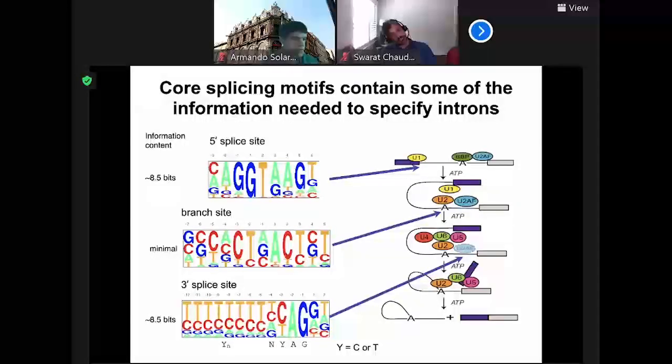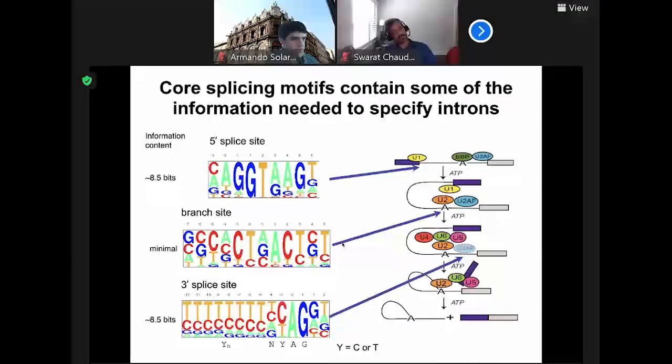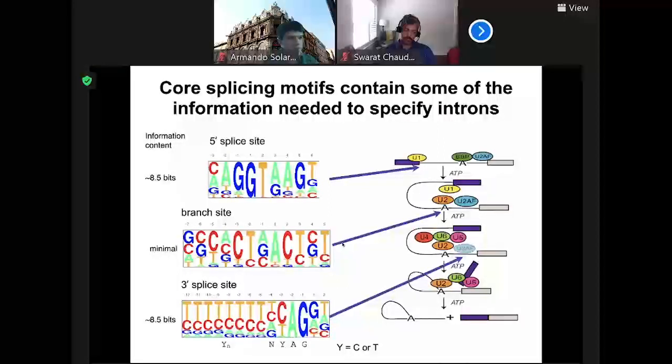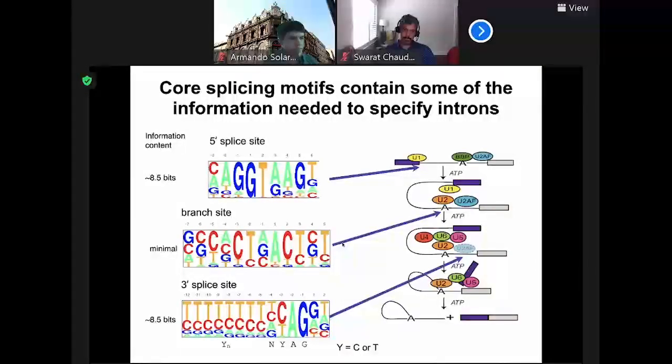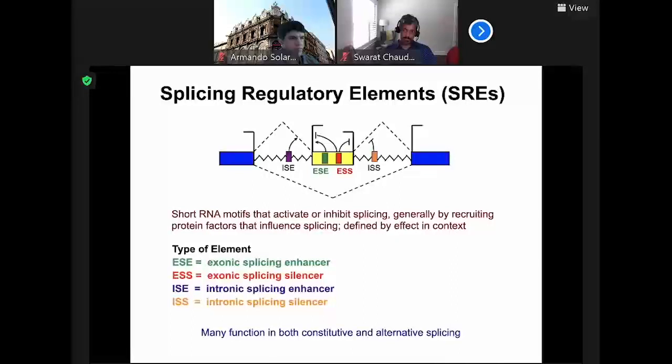And then there's this branch point motif, but as you can see, it's quite degenerate. It doesn't contain a lot of information. But these motifs, at least in human splicing, are clearly not sufficient to specify the boundaries of introns. If you make models of these and try to simulate splicing with these alone, it doesn't work well at all. So clearly there's additional information present in the transcript that's used by the splicing machinery, and that's really a big challenge of this project.